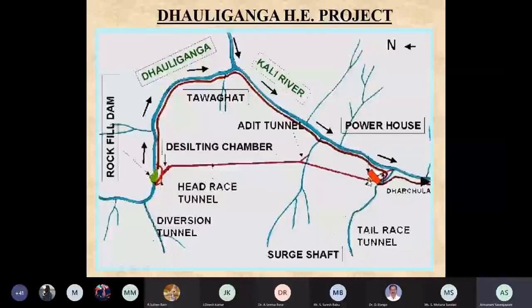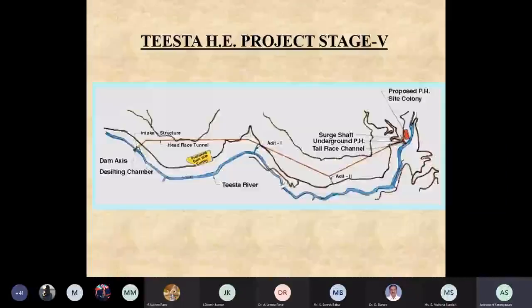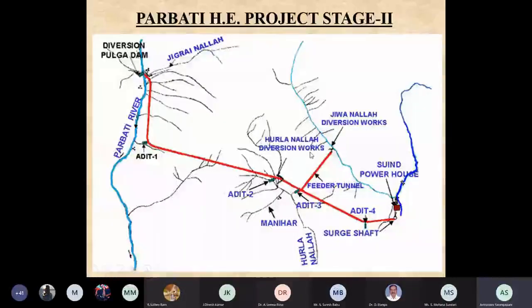And this is the Teesta hydropower plant, again in Sikkim. This is the intake, and this is the powerhouse, and this is what I was saying, the HRT. Here the length of the tunnel is very long, so we provided 2 adits here. And this is Parvati, again in Himachal Pradesh. This is one of the biggest projects, so we can see the photographs.